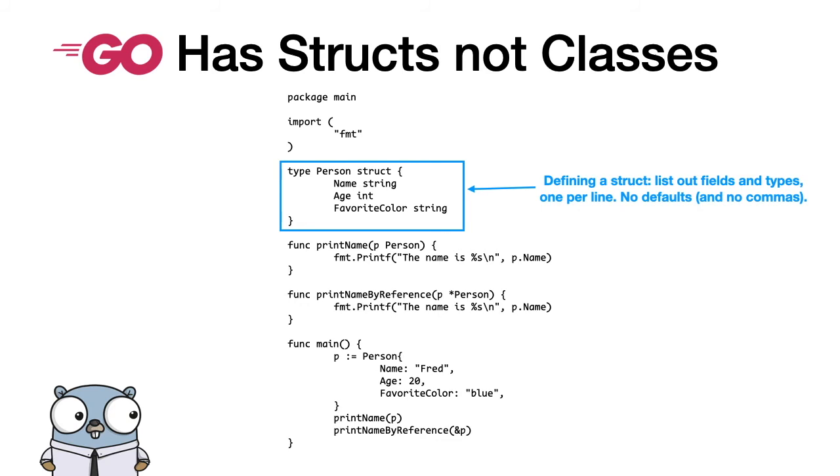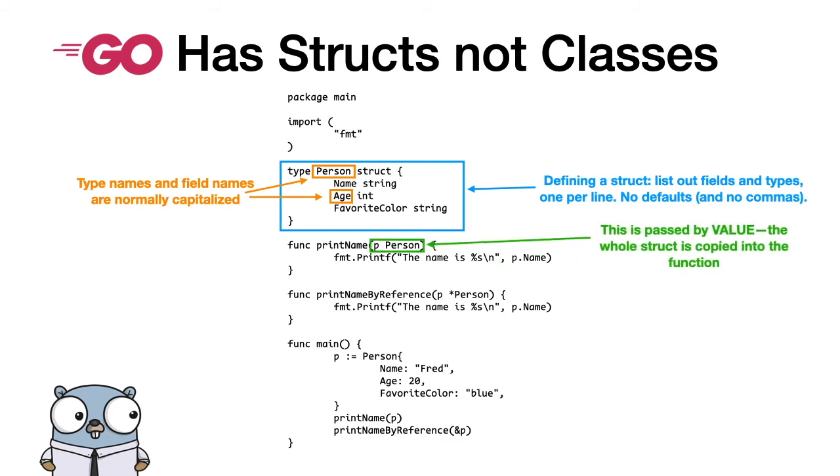You just put in one field per line. Notice that the type names and field names are normally capitalized, and then they're passed by value. So if you have a struct as a parameter, it's going to copy that whole struct when it calls that function. Then if you want to reference a member of the structure, you just use dot notation. So if p is of type person, p.name references the name field.